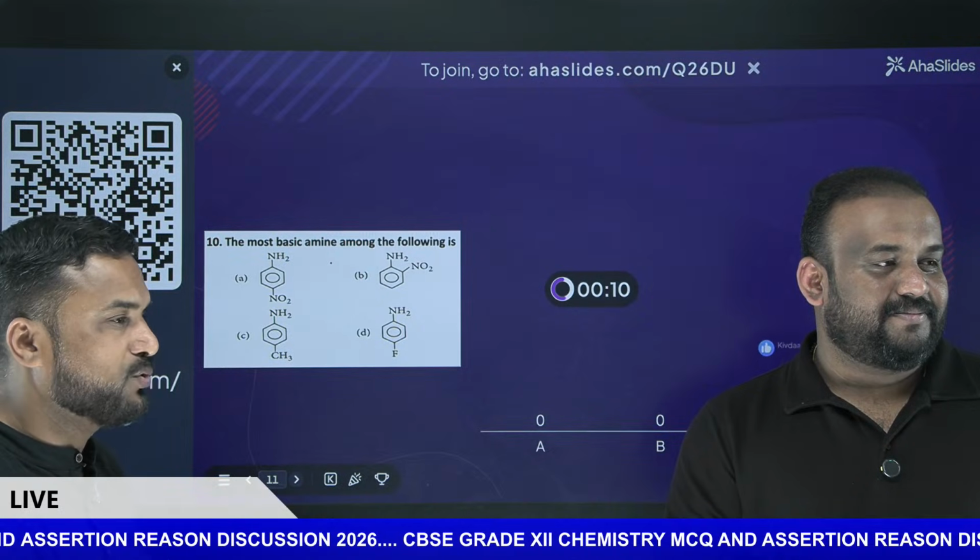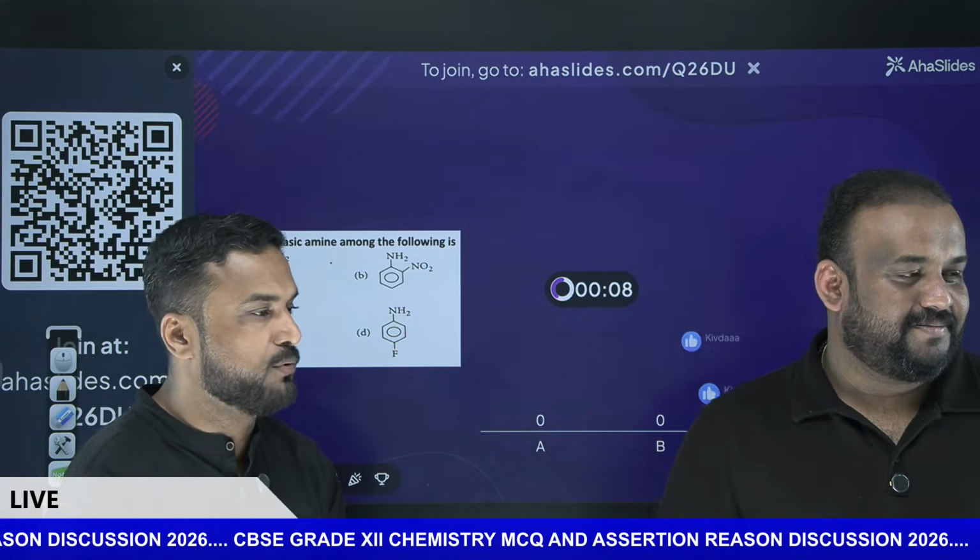Here all are aromatic. So you have to check the electron donating and withdrawing groups. That is the only thing you need to check.